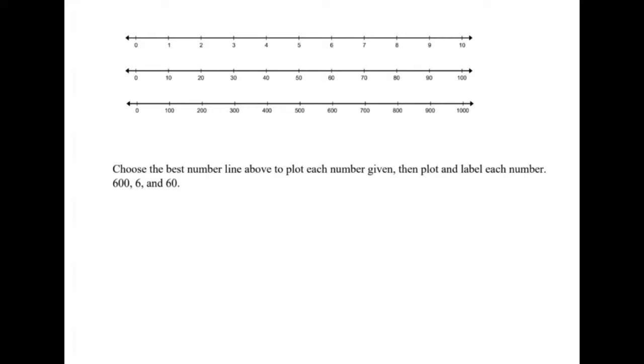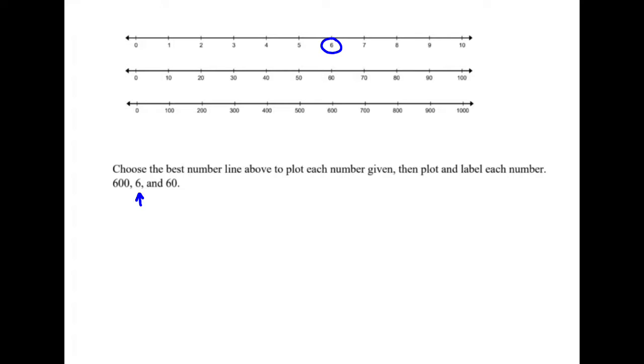Okay, so there's those same three number lines again. Now here's the question. Choose the best number line above to plot each number given, and then plot and label each number 600, 6, and 60. Okay, so let's take a look at that first number line. That's 0, 1, 2, 3, 4, 5, 6, 7, 8, 9, 10, right? Can you see that 6 fits on that one, right? It's right here.